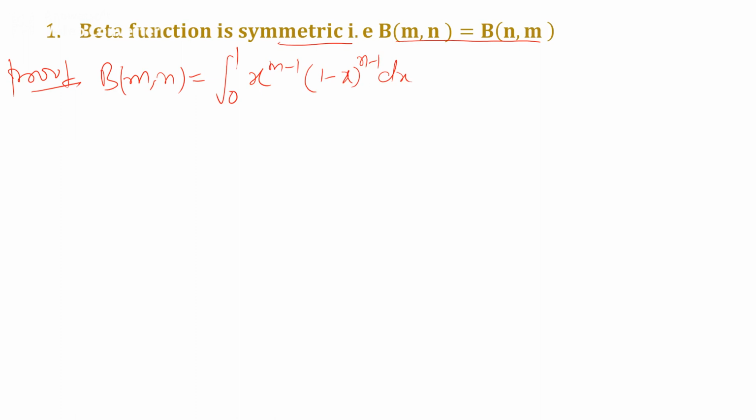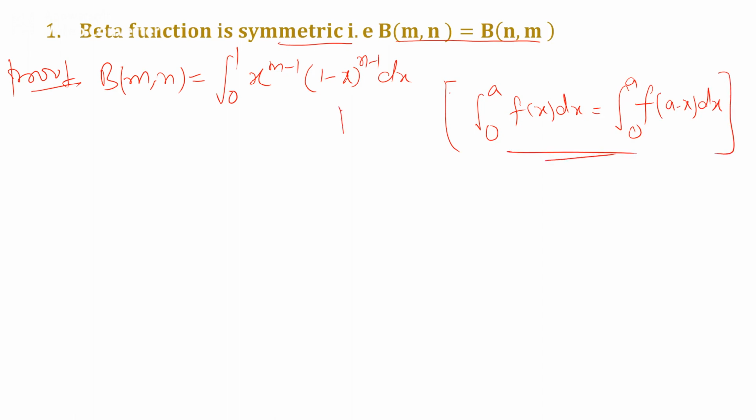Now we know the property of integration: if we have an integration from 0 to a of f(x) dx, it can be written as from 0 to a of f(a minus x) dx. So by using that property in that integral, here a is what? 1. So we write from 0 to 1, and in the place of x we write 1 minus x, raised to the power m minus 1, and 1 minus (1 minus x), whole power n minus 1, dx.